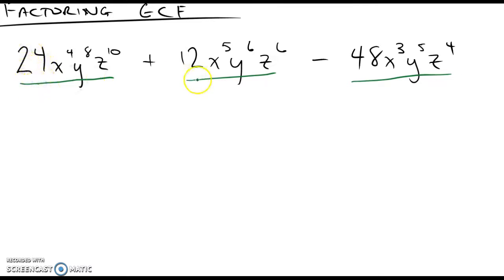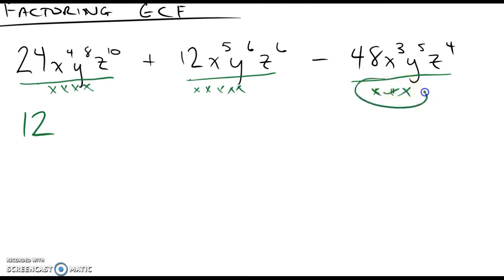We've got a 24, a 12, and a 48, and those are all divisible by 12. Now we've got 4 x's, 5 x's, and 3 x's. I'll just write it here. We've got 4 x's here, 5 x's here, 3 x's here.